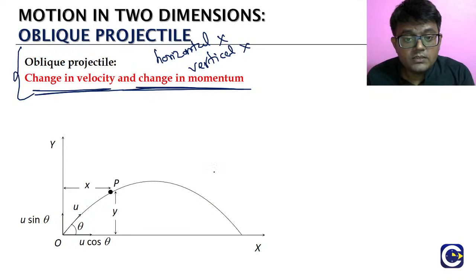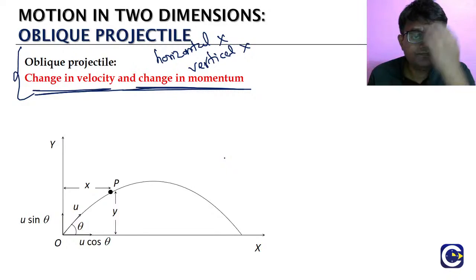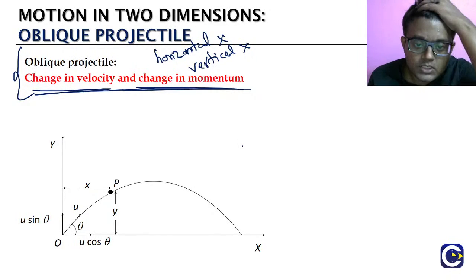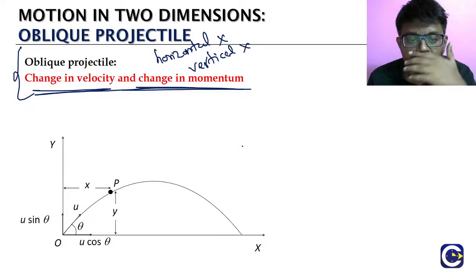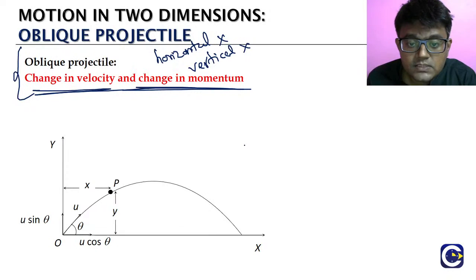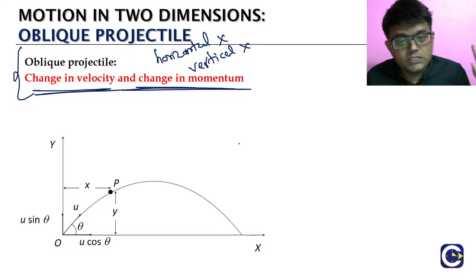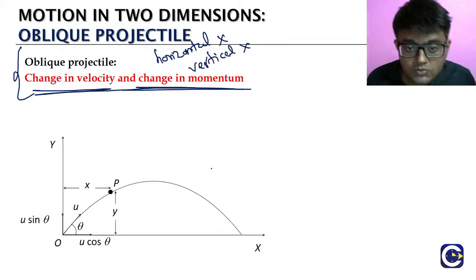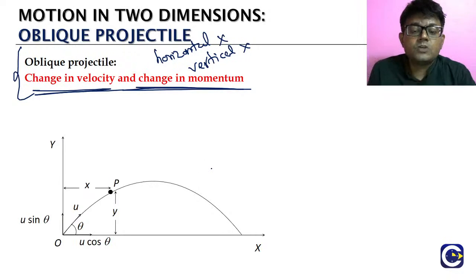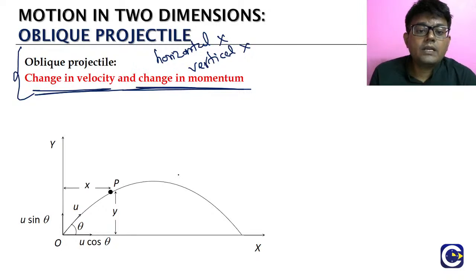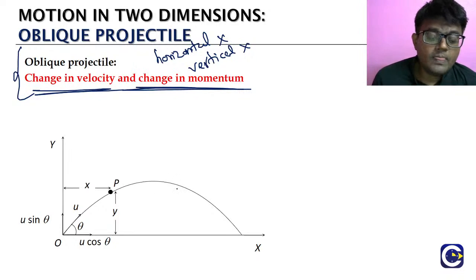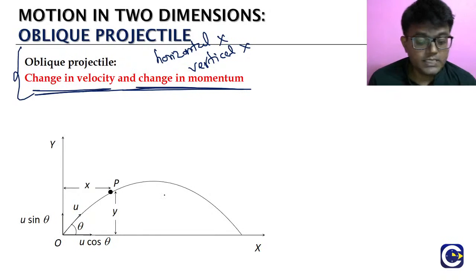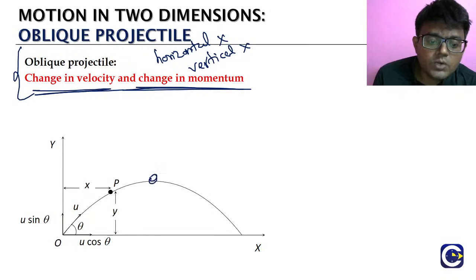Based upon that the overall velocity also will change. Overall velocity changing means the momentum also will change. Okay? So we are going to look at how the velocity of the projectile will be changing and the momentum also will change. Next we will look at two important points.